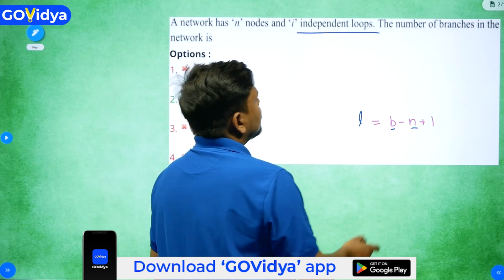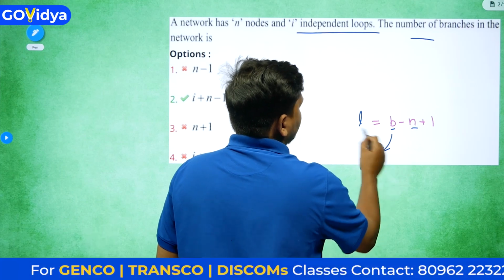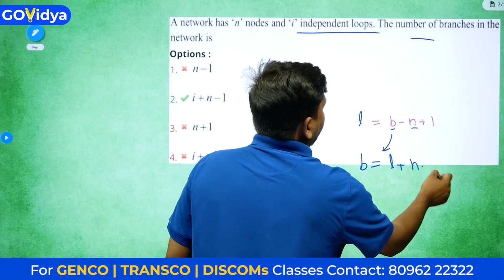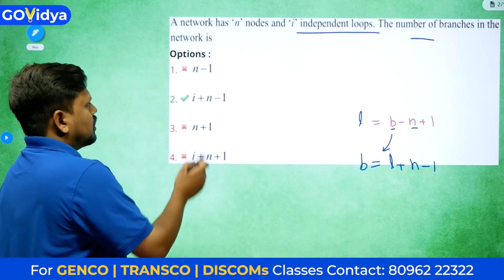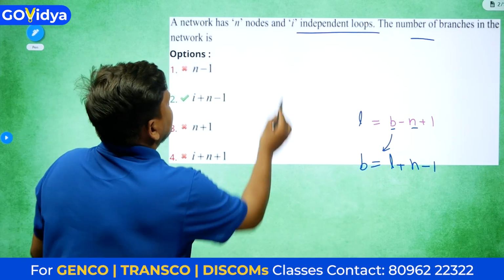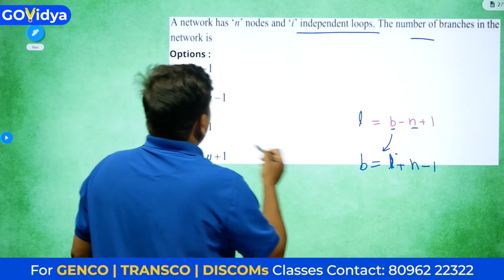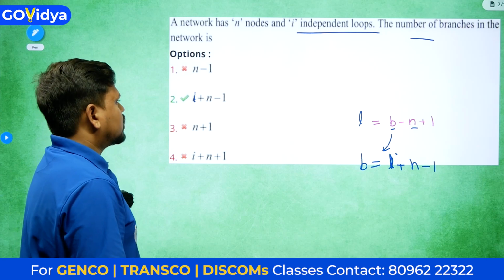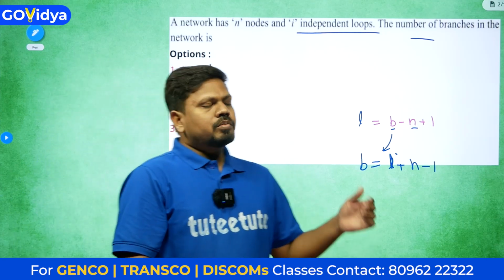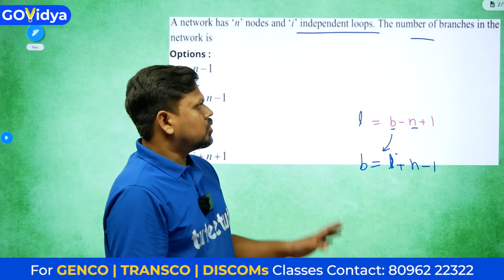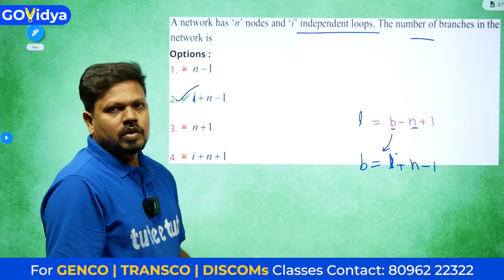Anyhow, what they are asking is the number of branches, so B equals L plus N minus 1. Here they have mentioned I, so let's consider it as I only. If they mention I or L, it is the same, so B equals I plus N minus 1. This is the correct answer. From this equation definitely there will be a question. In so many examinations, if the examination is simple, generally this model of questions comes.